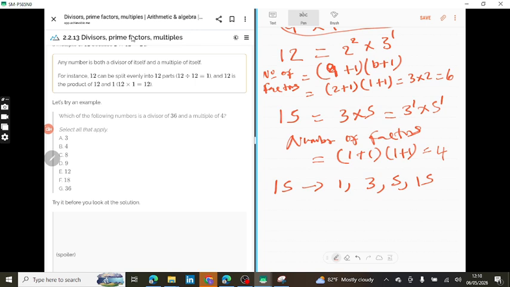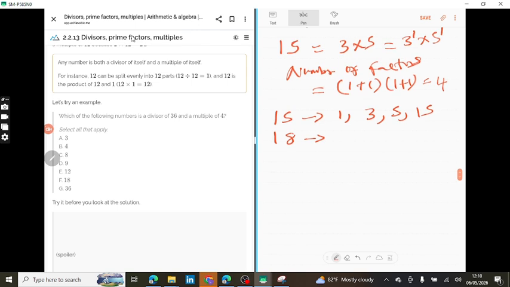So let's use a different number. Let's say 18. First, let's find all the factors of 18. Then apply prime factorization and use it to find the number of factors. Call the factors of 18 for me.